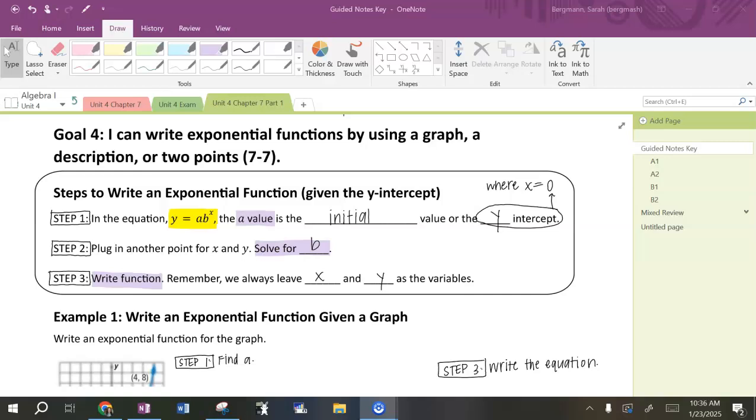Once you figure out the a value, step 2 is to find the b value. So you're going to find another point on the graph, table, or list of points and use that other point for your x and your y in your equation, y equals a times b to the power of x. Plug in your x and y, plug in your a that you got for step 1, and you solve it for b. Once you have the a from step 1, the b from step 2, then finally you're ready to write your function in step 3. So you're going to fill in the a value, you're going to fill in the b value, but remember we always leave x and y as the variables.